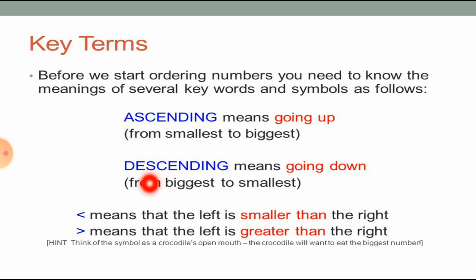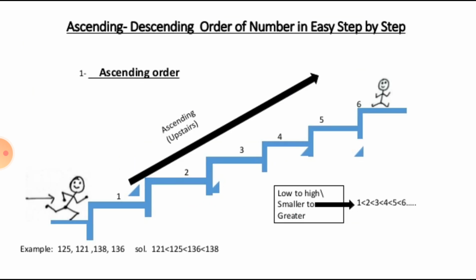Second is the descending. Descending means going down, from biggest to smallest. Whenever you are arranging numbers in descending order, take the bigger number first and then move to the smallest number. Hope you understood how to arrange the numbers and which number to take first in which order. So students, here is one graph for you, so you will understand this better.